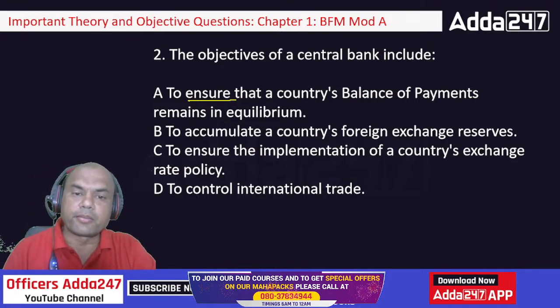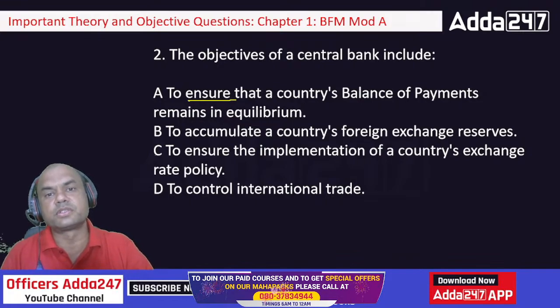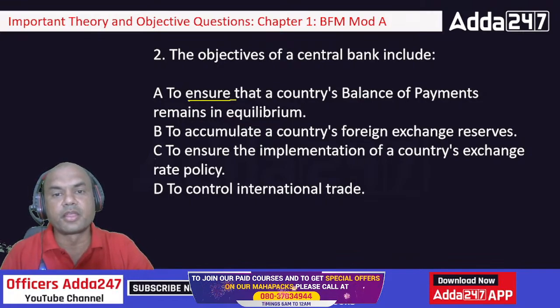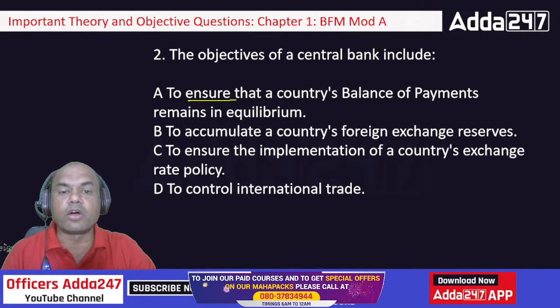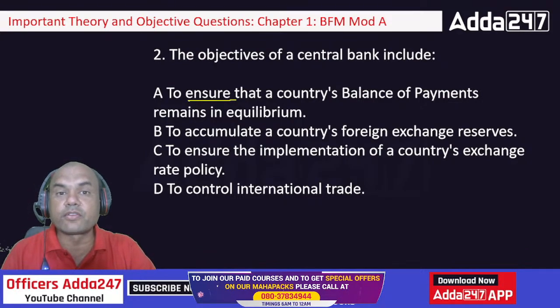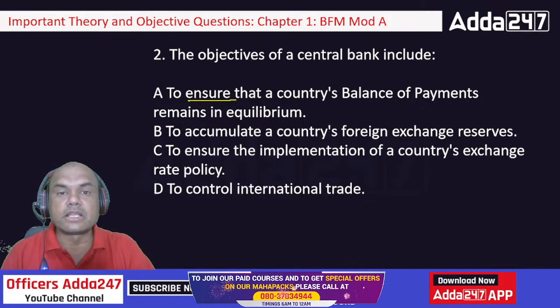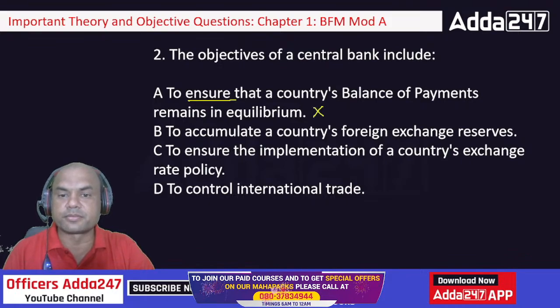No. RBI just keeps the bank accounts of the country. So the balance of payment does not remain in equilibrium because of RBI. It remains in equilibrium because of local factors: what people sell, what people buy from outside. So the option to ensure that balance of payment remains in equilibrium is not the answer.